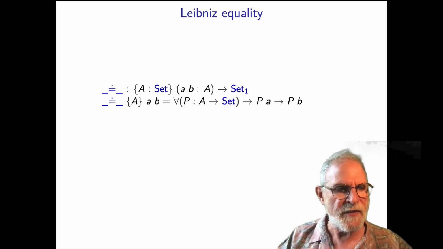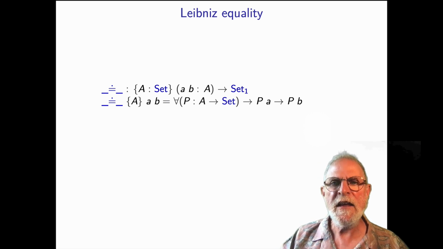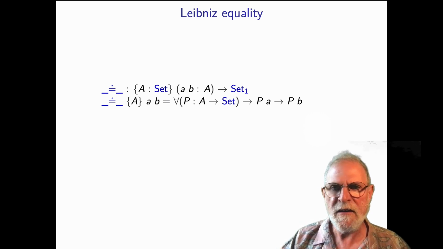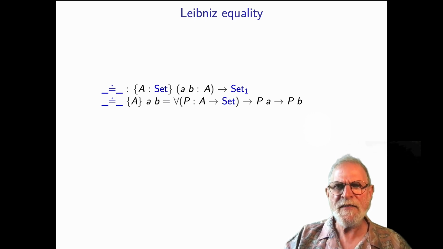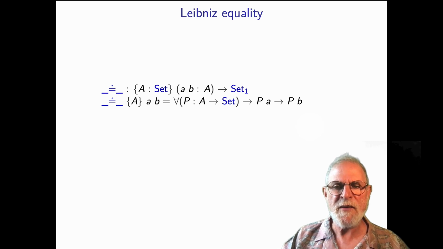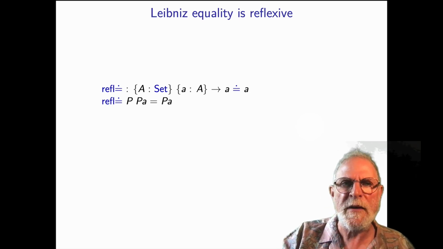When are two things equal? They are equal if every property of one is also a property of the other. If you're a Star Trek fan, Mr. Spock expressed this by saying, a difference that makes no difference is no difference. So you'll notice that this seems quite asymmetric, right? We've got P of A implies P of B, but in fact, this is such a powerful notion that it is symmetric, and we'll see that in a moment.